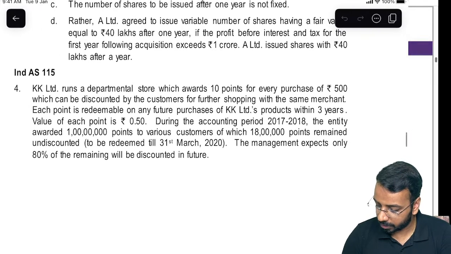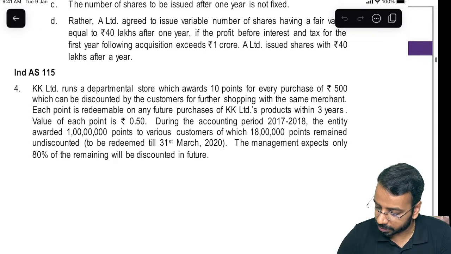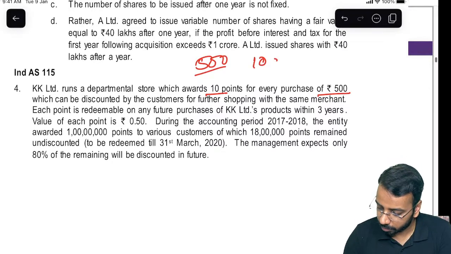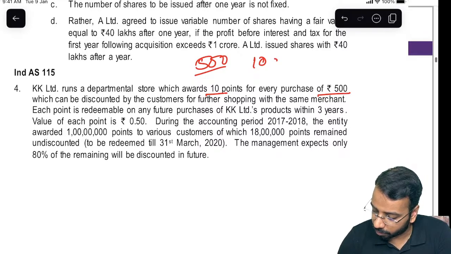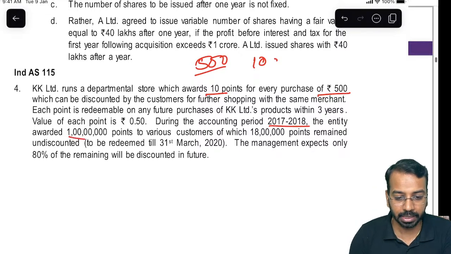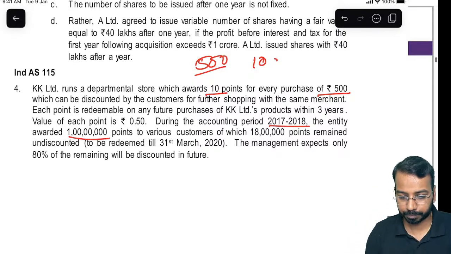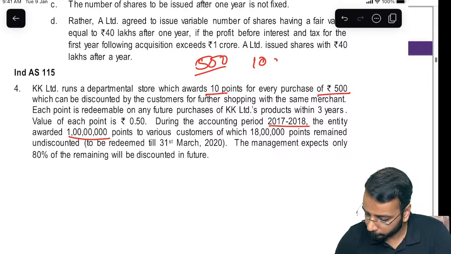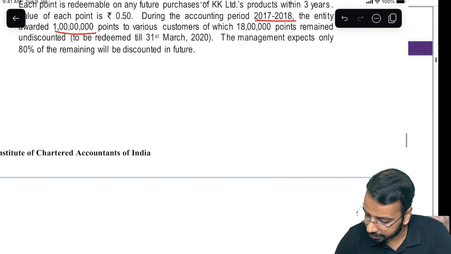So here, if you see, they award 10 points for every purchase of 500. So for 500 purchases, you get how many points? 10 points. Each point is redeemable on any future purchases. That is fine. During the accounting year 17-18, the entity awarded 1 crore points. Now, if you see this 1 crore points, which year is this? This year is 17-18.